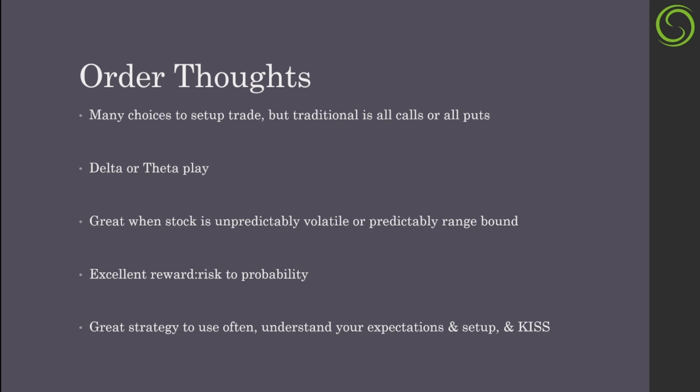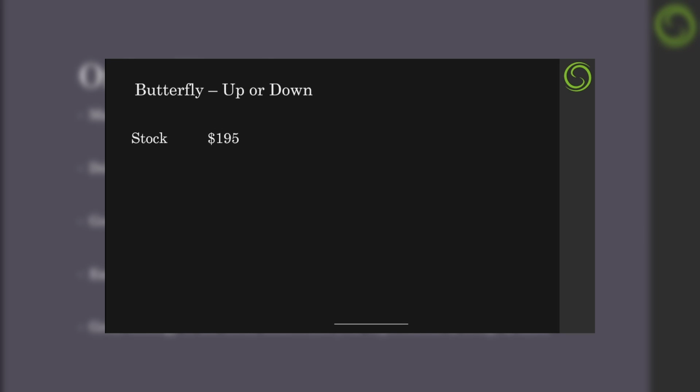So let's walk through a couple examples real quick to see if we can understand these a little bit better. We're going to start with a stock at 195, and we're going to use a butterfly and say we want the stock to go up or down. We don't know which way it's going to go. It's kind of just volatile. We just want it to go up or down. And we're going to use strikes of 180, 195, and 210.